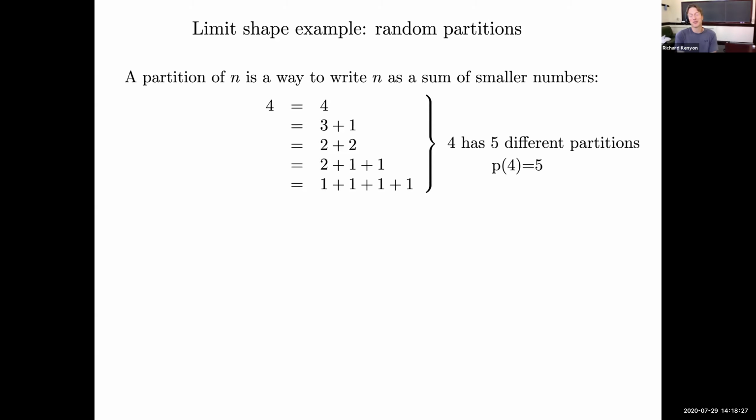Okay, so what's a random partition? Well, first of all, what's a partition? n is a positive integer, and we want to write n as a sum of integers less than or equal to n. And we write them in decreasing order, as shown here. So there are 5 different partitions of the integer 4. 4 is equal to 3 plus 1, or 2 plus 1 plus 1, and so on.